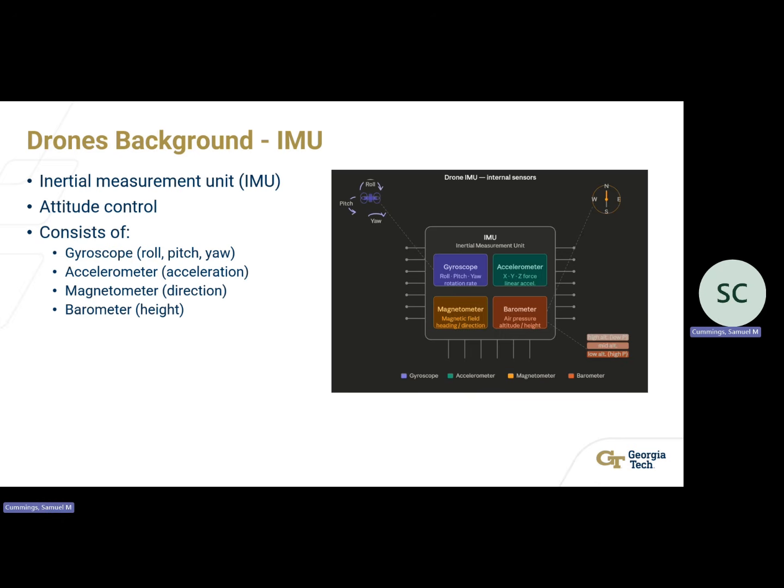In order to really grasp this research, I want to give a background on the essential parts of a drone. The first component that I want to go over is the Inertial Measurement Unit, IMU. This controls the attitude of the drone, and it has 4 separate sensors. It's got the gyroscope for the roll, pitch, and yaw, the accelerometer for acceleration, magnetometer for direction, and barometer for height. So the IMU consists of these 4 sensors.